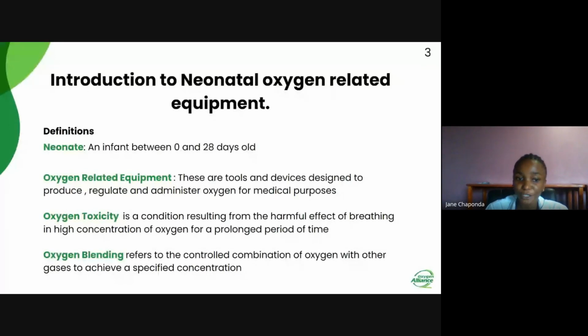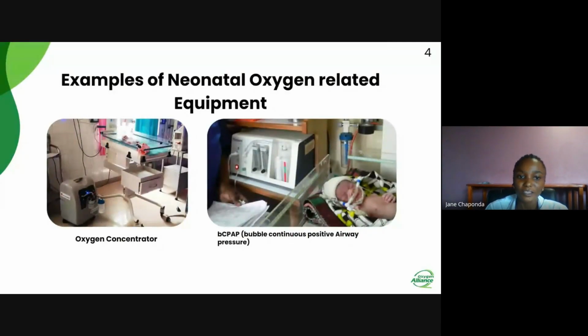Another term that we should define is oxygen toxicity. This is a condition that results from the harmful effect of breathing in high concentration of oxygen for a prolonged period of time. The last word is oxygen blending. This refers to the controlled combination of oxygen with other gases in order to achieve a specified concentration. So oxygen is blended in neonatal therapy in order to avoid oxygen toxicity. And these two pictures are just showing some examples of neonatal oxygen-related equipment that have been connected to neonates.